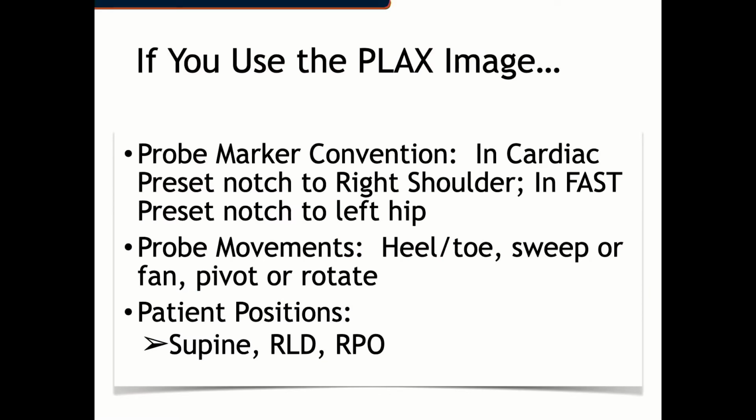So since I'm going to start with heart, we're going to talk about the probe marker for cardiac. It is going to start in a cardiac preset, so my notch is going to go to the patient's right shoulder. Remember, when you use settings like a FAST setting as a preset, then your notch is opposite and would have to go to the left hip. We're going to use the standard motions of our probe, a heel toe, sweep, and pivot and rotate. So all of them are going to come into play.